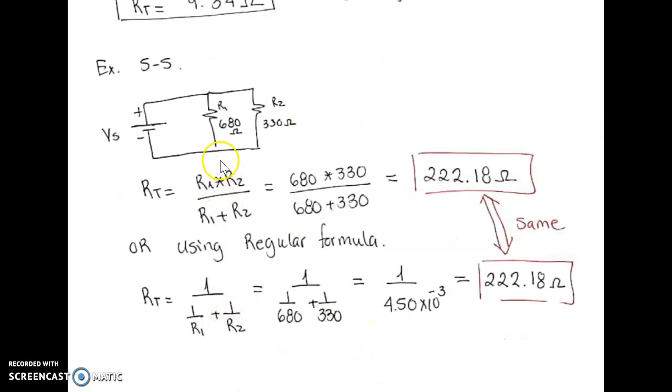Right here, they're asking us to find the total resistance. In this case, we have 2 resistors connected in parallel, so we could use the special formula for 2 resistors, which is the multiplication of the 2 resistors divided by the sum of them, and we get 222 ohms. We can use the regular formula, which always works for any n number of parallel resistors. 1 over R1 plus 1 over R2, and we get 222.18 ohms, which is the same as using the special case for 2 resistors.